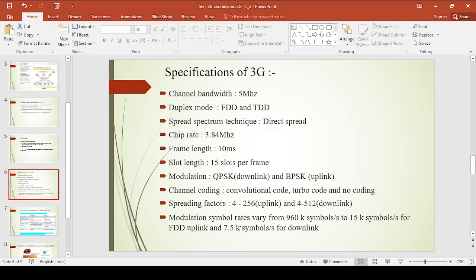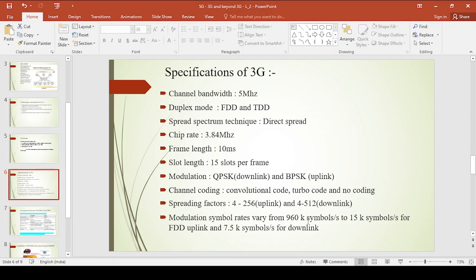And next we have modulation symbol rate. Modulation symbol rate is the number of symbol changes across the transmission medium per unit of time, right? Symbol rate is nothing but the change in the symbols across the transmission medium per unit of time.